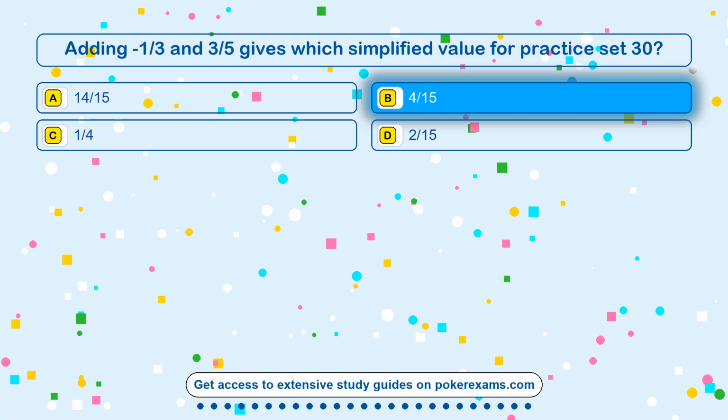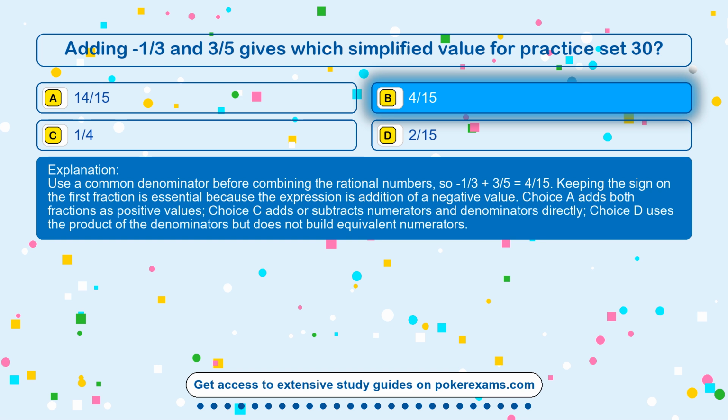The correct answer is option B, 4/15. Use a common denominator before combining the rational numbers, so -1/3 plus 3/5 equals 4/15. Keeping the sign on the first fraction is essential because the expression is addition of a negative value. Choice A adds both fractions as positive values, choice C adds or subtracts numerators and denominators directly, choice D uses the product of the denominators but does not build equivalent numerators.